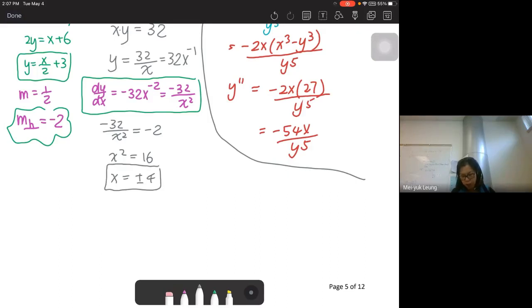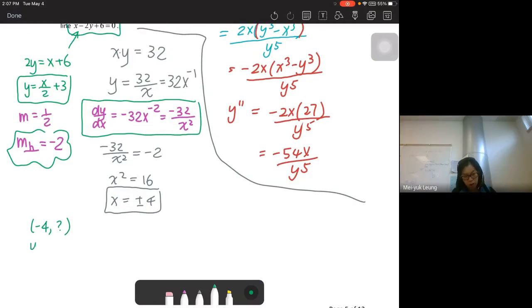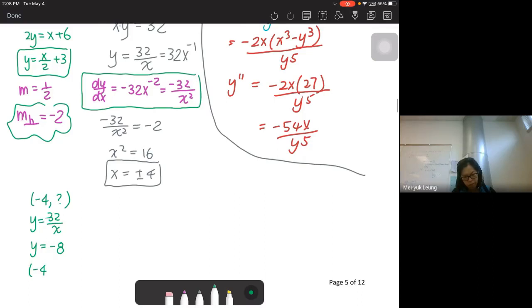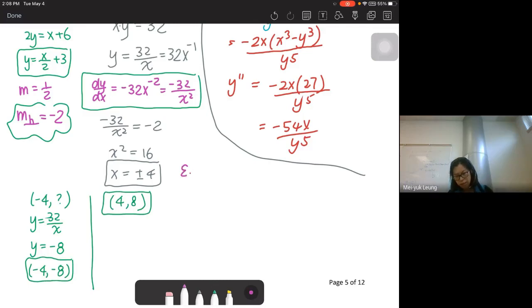All right, so now we have to go back and look at the point of tangency. At x equals -4, what is the y coordinate of this point? So you use the original function, y equals 32 divided by x. So when x is -4, the y value is equal to -8. Okay, so we have the one point where you can draw the tangent line with the slope of -2, or when x is 4, then we know that the second point would be 8. So easily you're going to write down the equations of the tangent lines required in this problem.